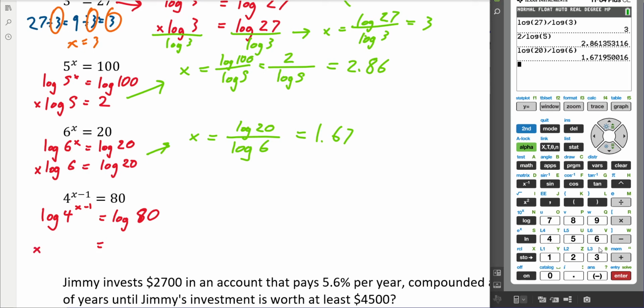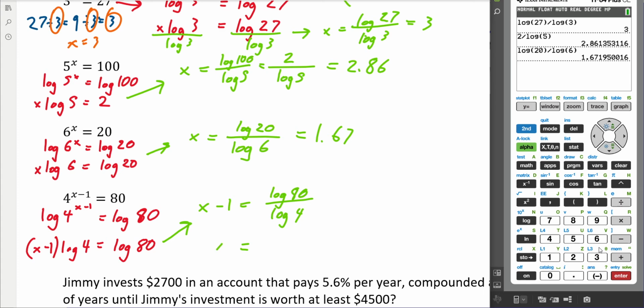Okay, then I'm going to take the x minus 1 out front. Log of 4, log of 80. So yeah, I can just take the power out based off of the last unit, power law of logs. And then what we're going to do is move the log 4 over to the other side. So we have log 80 divided by log of 4.